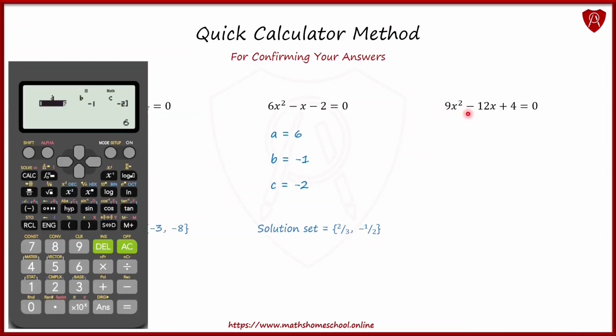9x squared minus 12x plus 4 is equal to 0, and the coefficients are 9, negative 12, and 4. Key them in. 9 equals, negative 12 equals, and 4 equals. Press the equal sign, and this time it is just x is equal to 2/3. No x1, no x2, meaning this is the only solution to our quadratic equation. Our solution is 2/3, a single value.